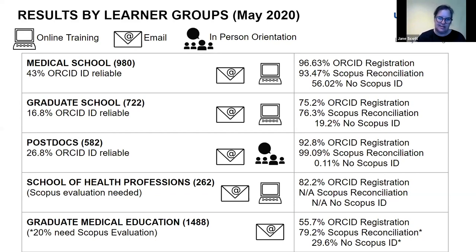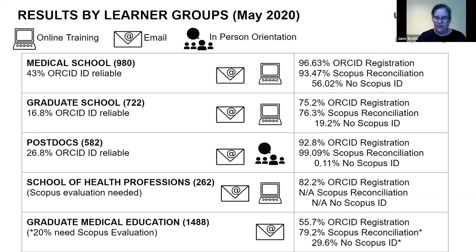For postdocs, we kind of see the opposite of that. They're still in the middle about that, but they're 99% Scopus compliant and 92% ORCID compliant. So they come in with ORCID and they're the easiest ones to be able to find records, merge records and whatnot.